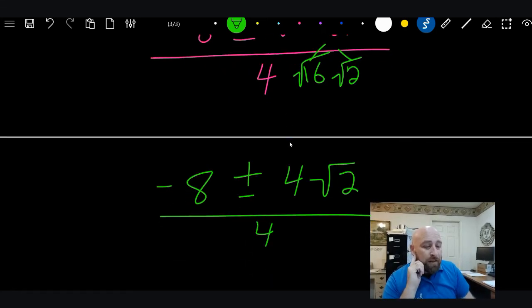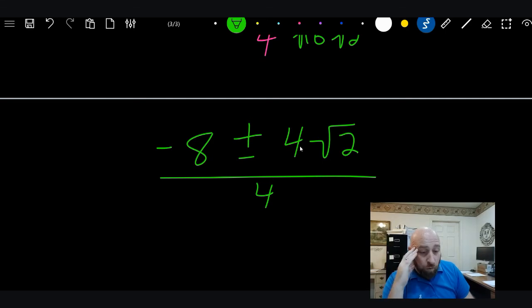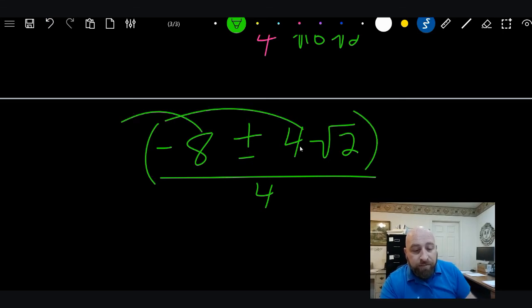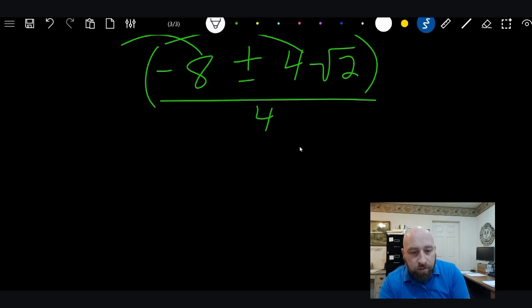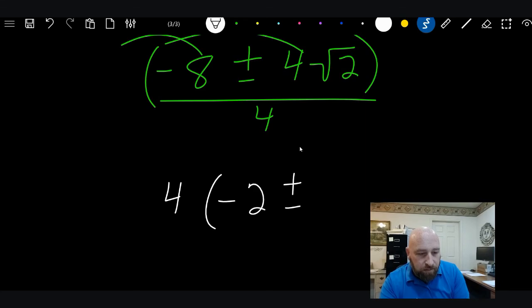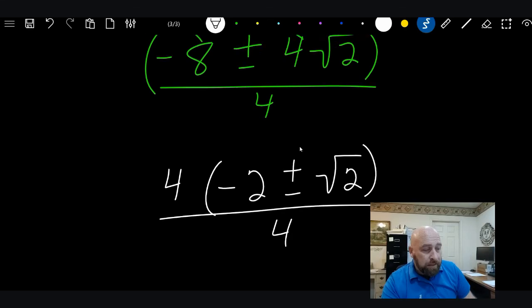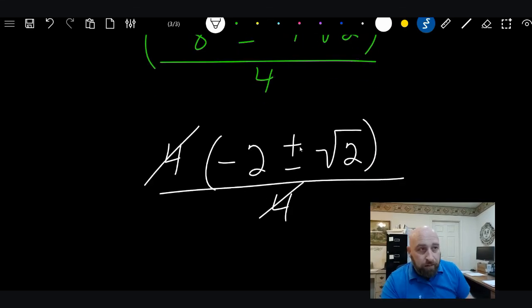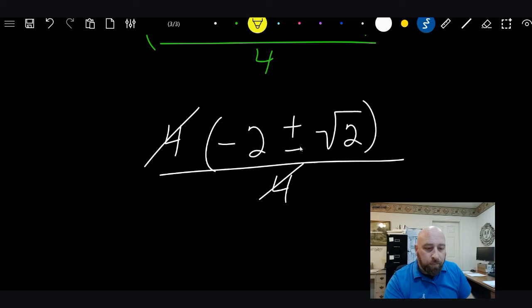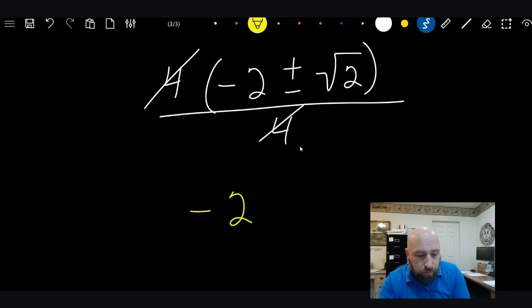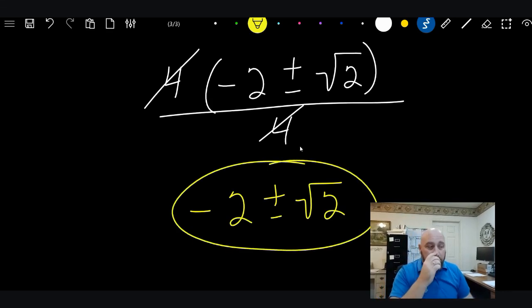We're still not really done. I'm still not going to accept this as an answer. Why not? Because you can factor something out of this. You can factor a 4 out of the top. So you would end up with 4 times negative 2 plus minus the square root of 2, over 4. And then I would cancel that, and I would end up with just negative 2 plus minus the square root of 2. That would be your answer.